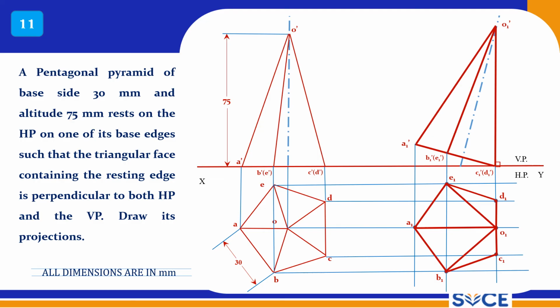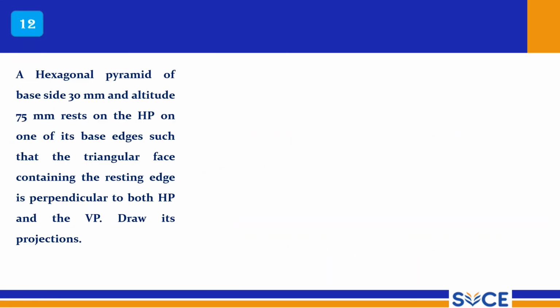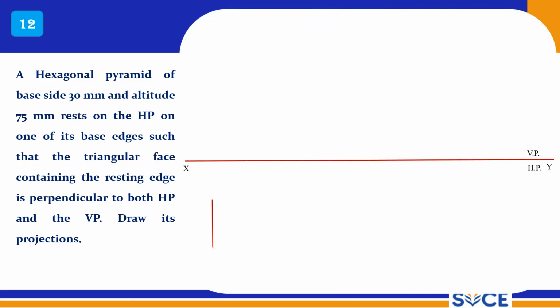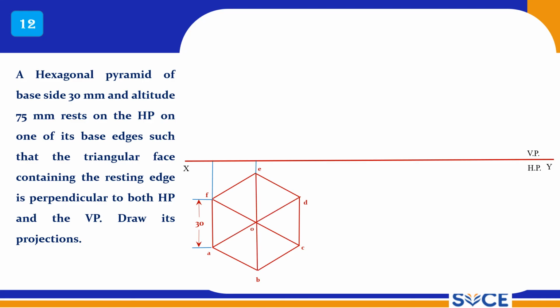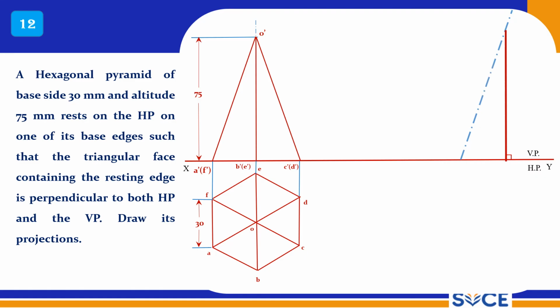So this is the 11th problem. Now a hexagonal pyramid. Earlier we saw a pentagonal pyramid; now it is a hexagonal pyramid. Base side 30 mm and altitude, height, is 75 mm. Altitude means height only. It rests on one of its base edges such that the triangular face containing the resting edge is perpendicular to both HP and VP. So it is the same condition, only difference is it is a hexagonal pyramid. You should connect the O with thick lines, and draw the simple front view and top view. In the same way, C dash, D dash, O dash should be drawn with thick lines.